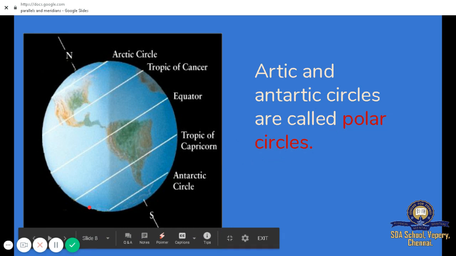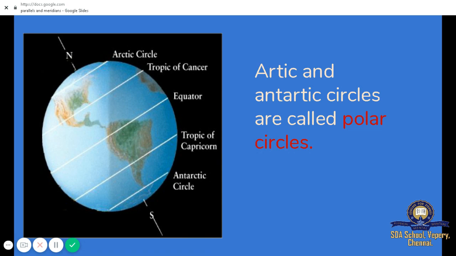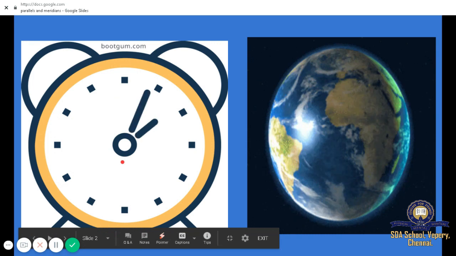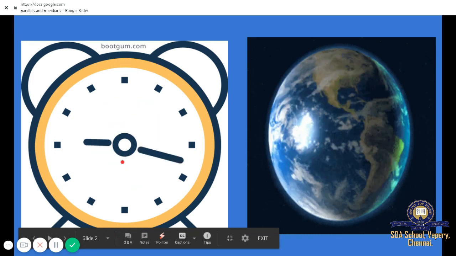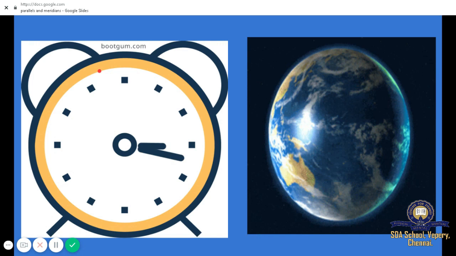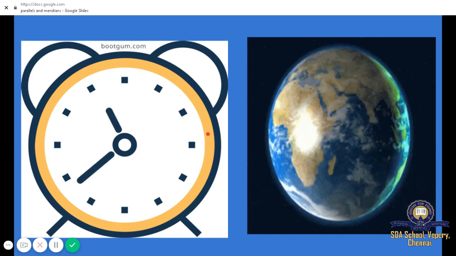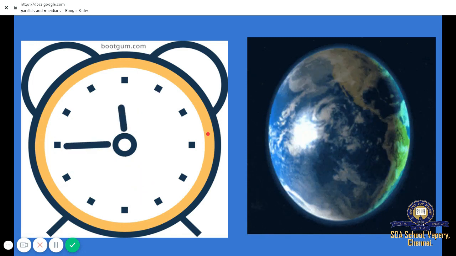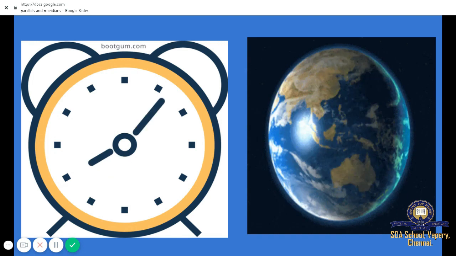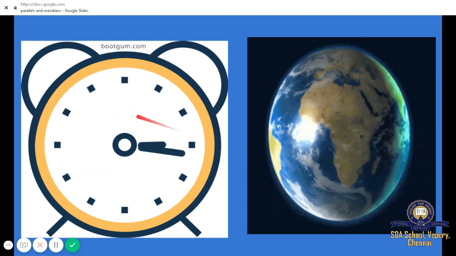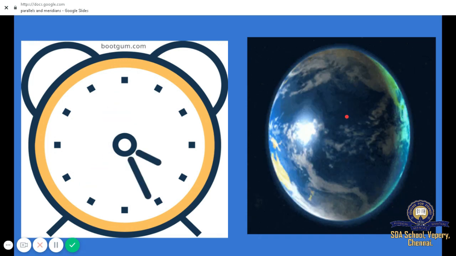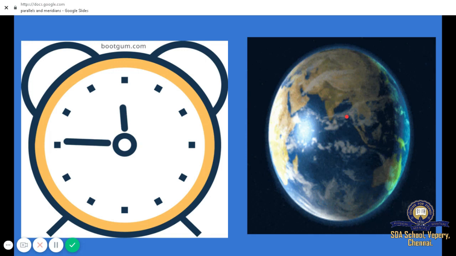Okay, let us finish only parallels in this topic, then continue the meridians in the next lesson. Let us recall from the first. Earth is spherical in shape. Earth does not stay in one place. It keeps rotating from west to east on its own axis, that is, in anti-clockwise direction, which is opposite to clockwise direction.